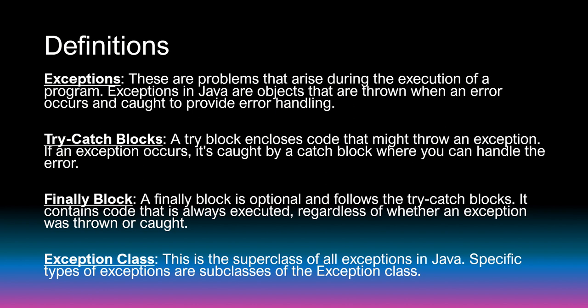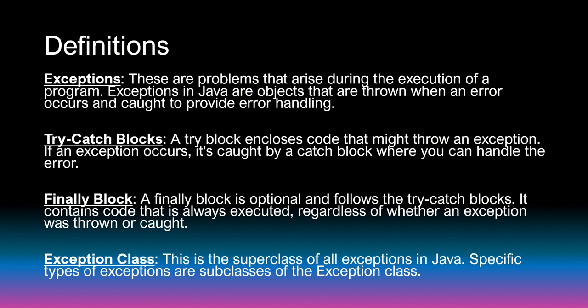Whenever we implement exceptions, we typically start with a try-catch block. The try block encloses the code that might throw an exception. So if you're collecting some user input and you're wondering if that user might input something that doesn't match what you're asking for and it might cause an error within your program, we're going to put that piece of code in your try block. If an exception occurs, meaning if an error occurs within your try block, it's caught by your catch block, where you can then handle the error. In our example today, I'm going to show you a try-catch block and show you how we implement that to catch the error and then handle that error.